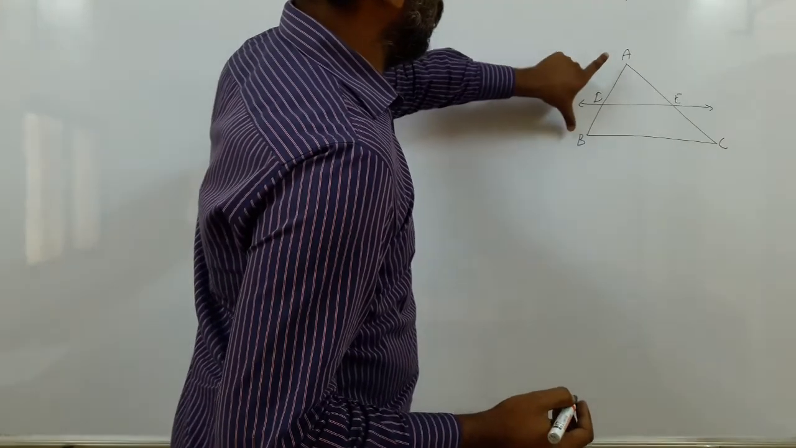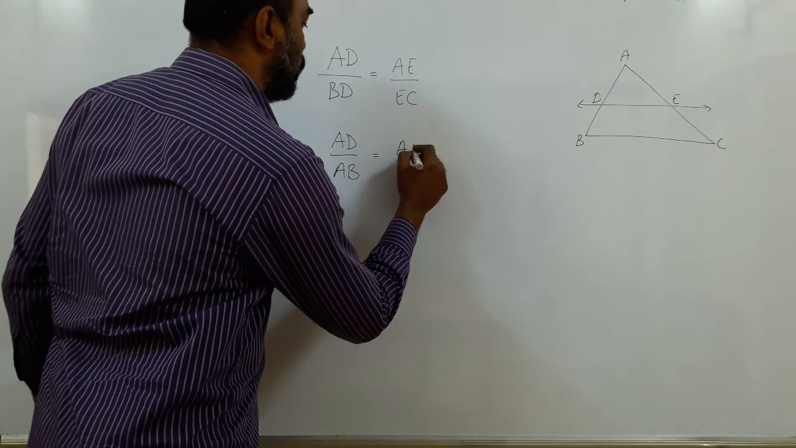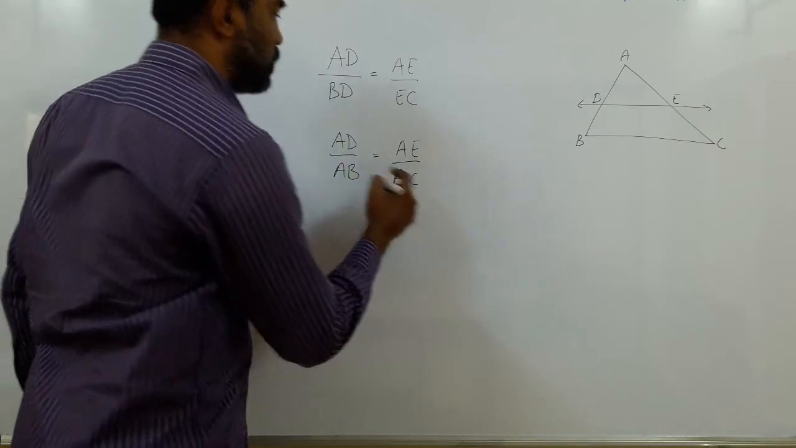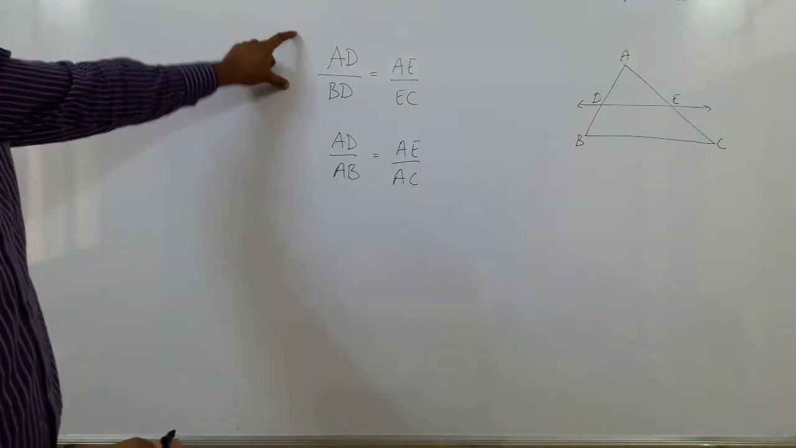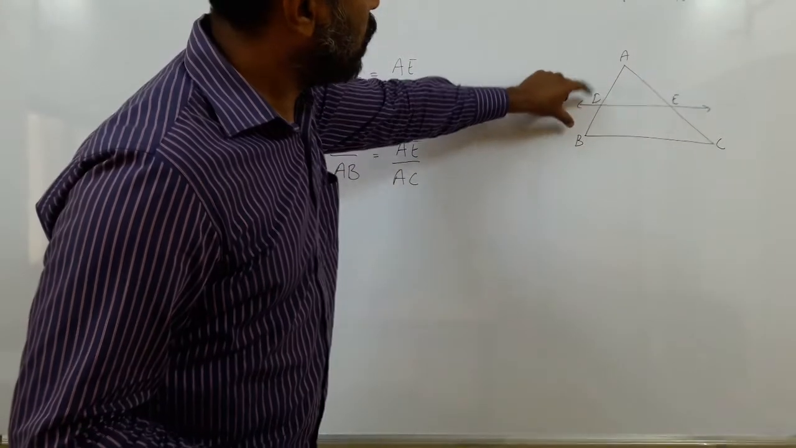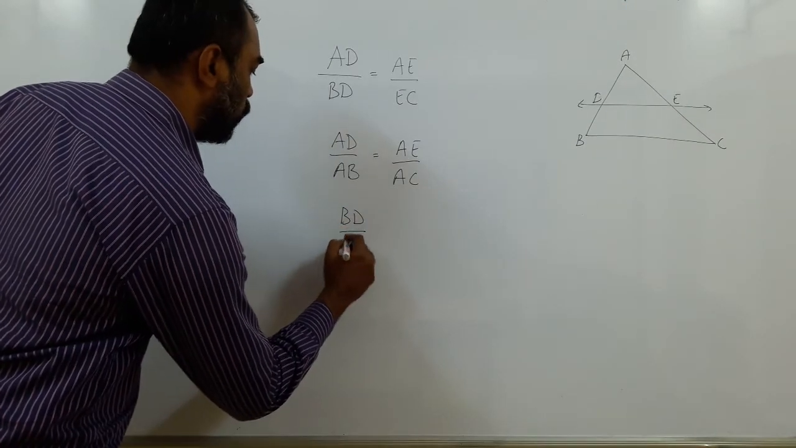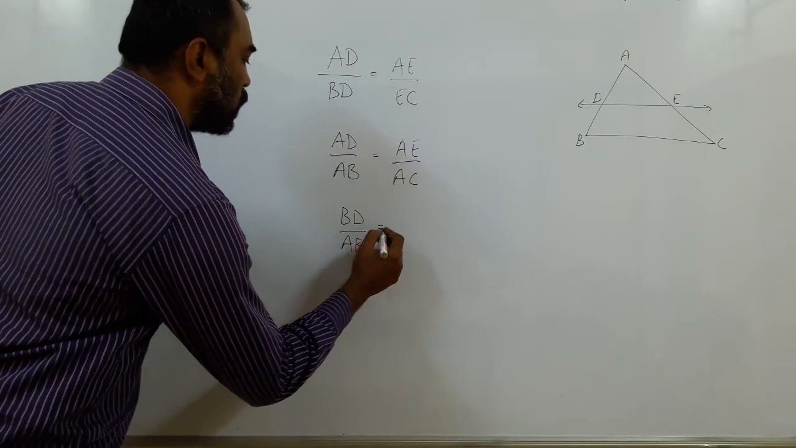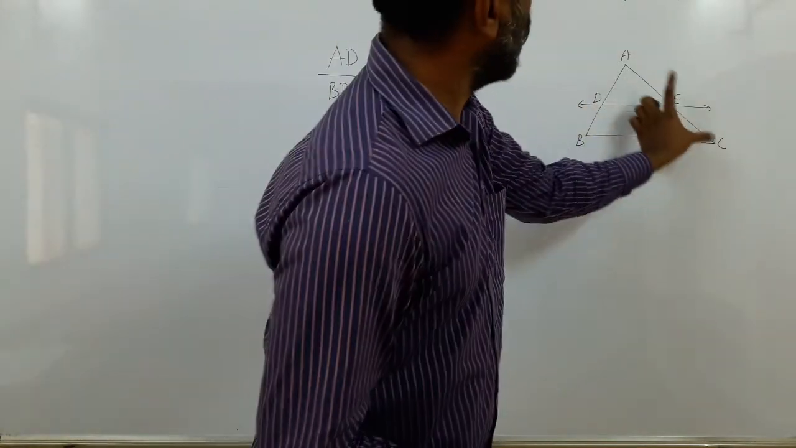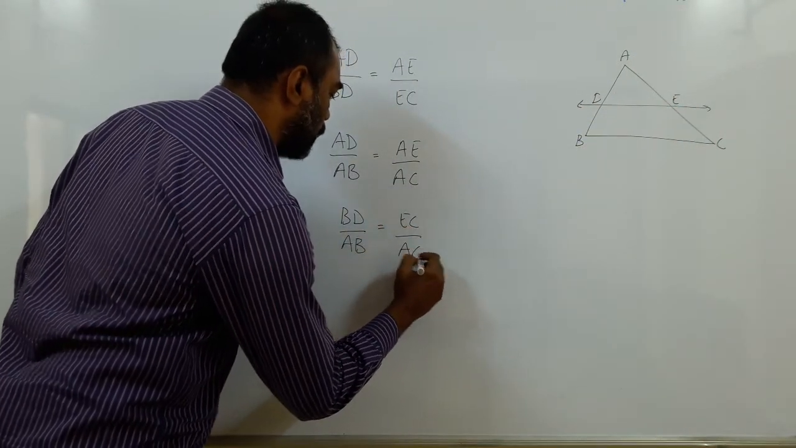Top part upon the whole, so it's AE upon AC. These two we have done. This we proved by theorem. This is the example. And now the third way to write: bottom part upon the whole, so BD upon AB. Bottom part upon the whole is equal to EC upon AC.